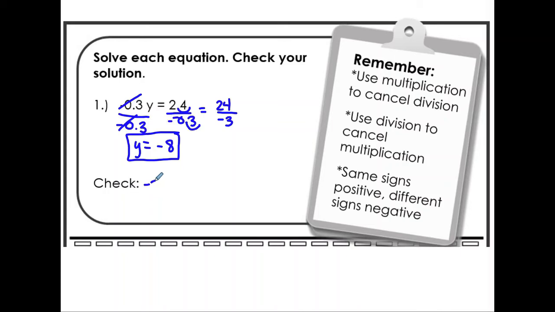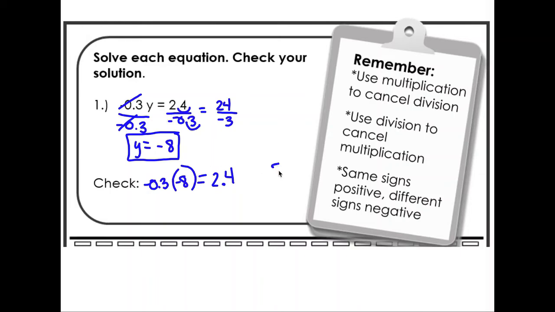To check, we put it back into the original equation. So -3/10, and then instead of y, we're going to put -8. Oh look, I almost made a mistake. This was -8, so I need to make sure I write -8 in that parentheses, equals 2 4/10.